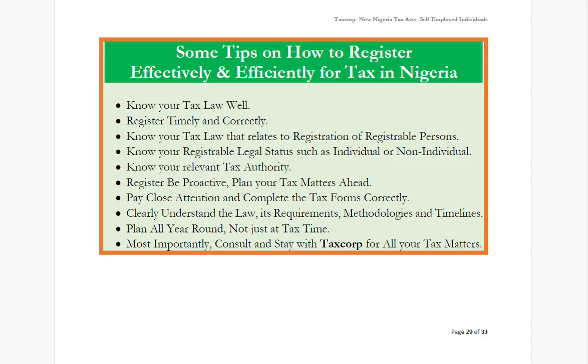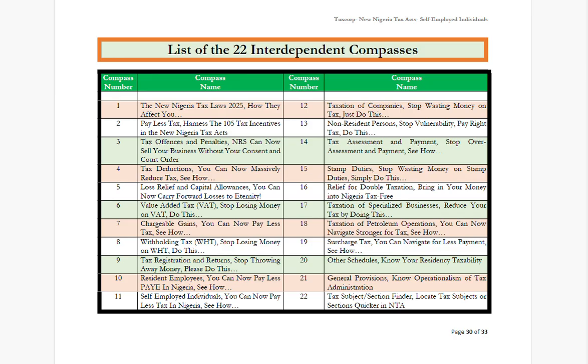Like we said, please watch the other video where we dissected what registration for tax is all about. This is purely a step-by-step approach for those who want to register now. Here you have the list of the 22 interdependent compasses we have always been talking about. So you look at the list and choose the tax subject that you want. Just look for the video and watch it, and your problem is solved.